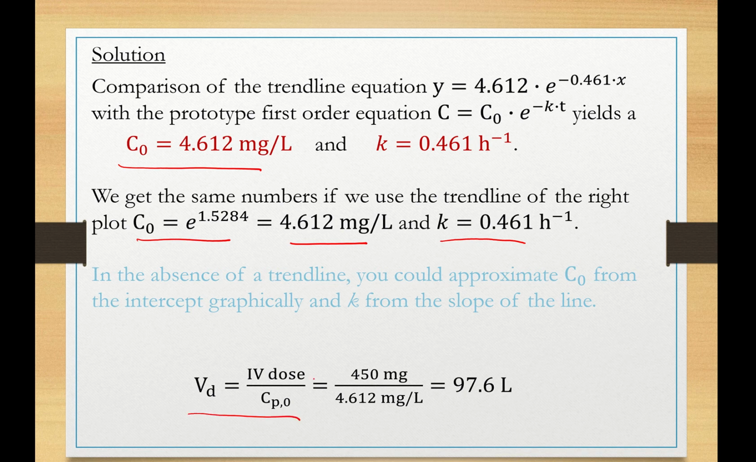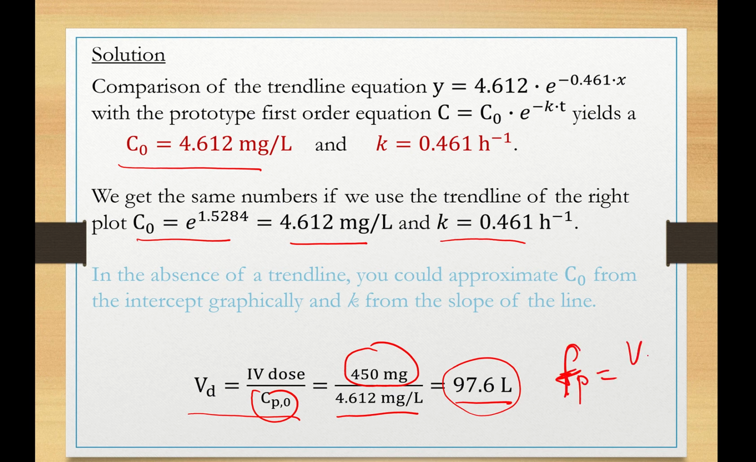Now the VD is equal to the IV dose, which is 450 milligrams over the C0 or the CP0 here. It's 97.6 liter. Now CP0 is the same as C0, okay? They are all concentrations in the plasma. So the VD is 97.6 liters, and that denotes a relatively hydrophobic drug, okay? You can verify this by determining the fraction of the drug in the plasma using the VP. So remember, FP is going to be fraction of the drug in the plasma is VP over VD. So if VP is 3 liters and now this is about 100, right?